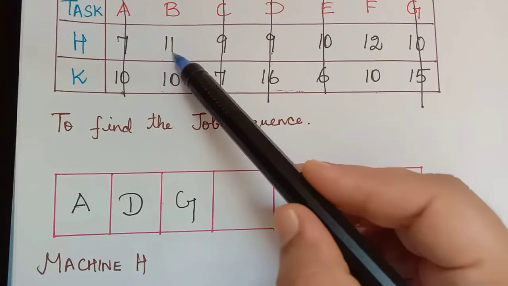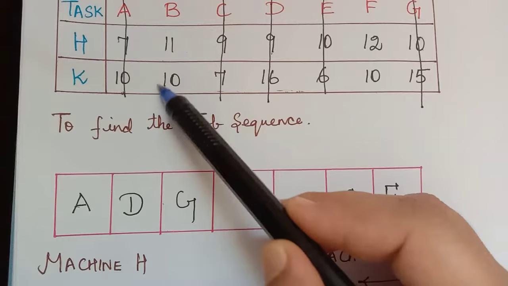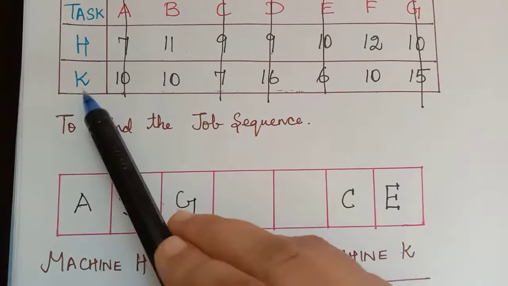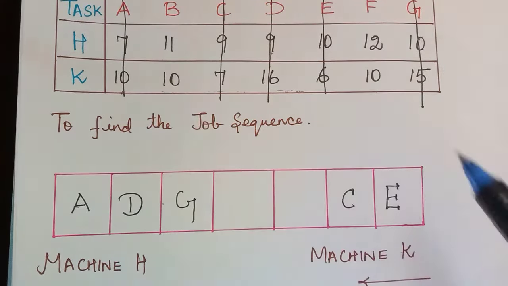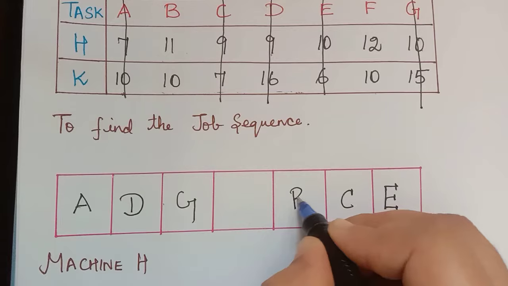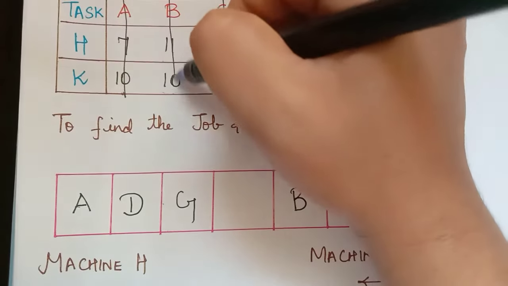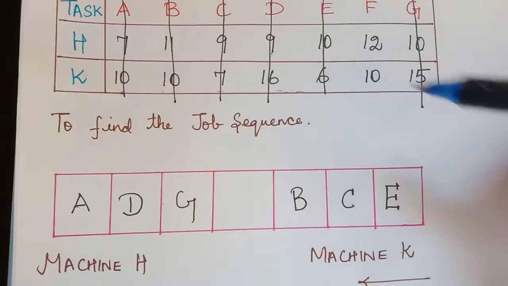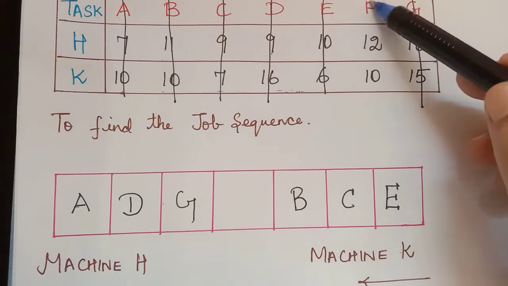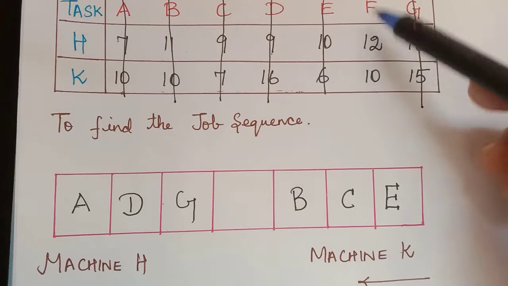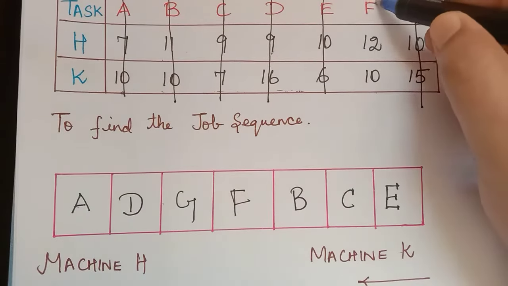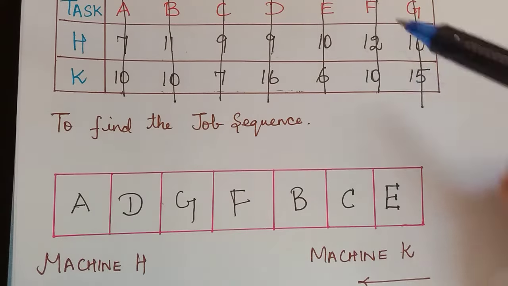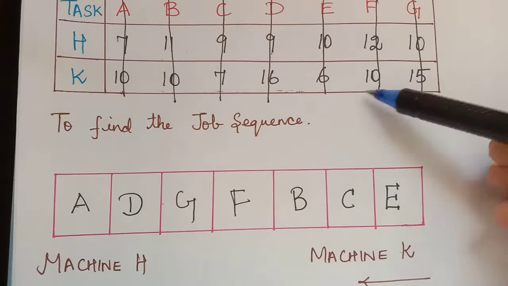11 is the least. So this 10 has to be written first, and it is in mission K. So from this side we have to write, and the job is B. So first we have to write B over here and strike off this B. The left out is this F, which is corresponding to this 10, and obviously that has to come over here. Dear students, we can also do it the other way.